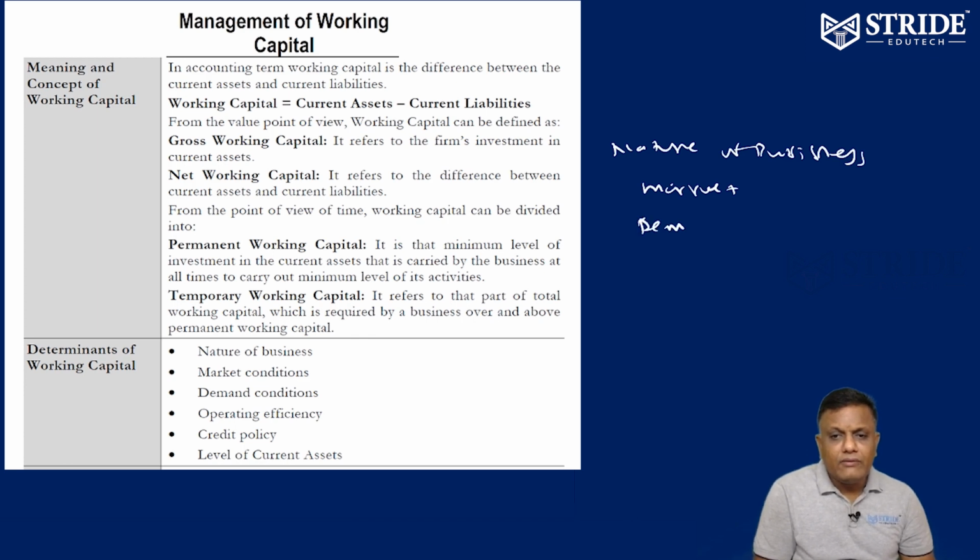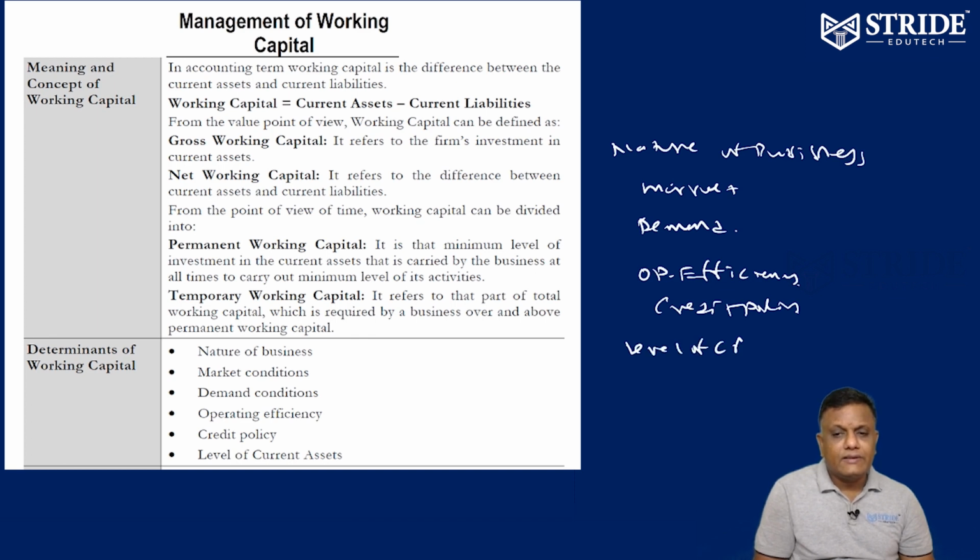Next, demand, a very important condition, demand condition. Then operation efficiency of the company, how much cost they are saving, and improvement in each and every area of the working environment. Next, credit policy of the company. And finally, the level of current assets. So these are the factors or determinants of working capital.